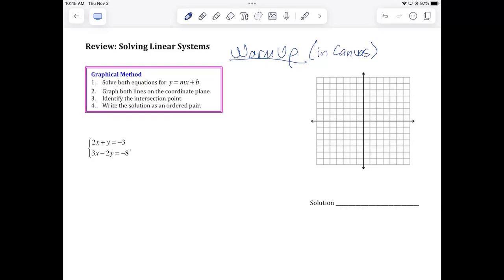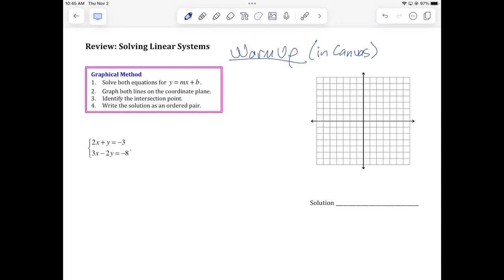All right, so we're gonna learn how to solve systems of linear equations. What is a system of linear equations? Well, it means a set that has one or more equations in it. We're going to look at two equations, okay? And what does it mean to solve a system graphically?